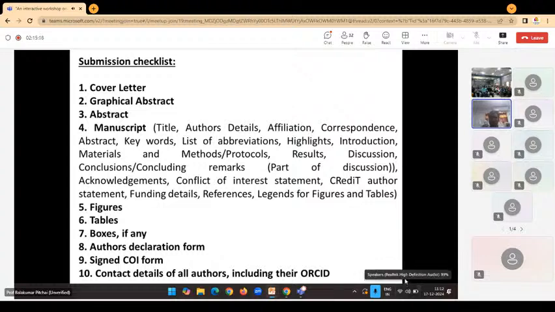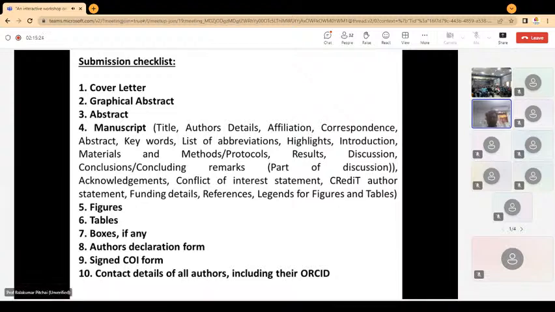If the work was done by someone else, or someone has given some ideas, then you acknowledge that person. Then the conflict of interest statement. Most of the time, PG students or academic work do not have any conflict. And the CRediT author statement: I told you, each and every author's contribution should be stated, and CRediT means Contributor Roles Taxonomy. Then funding details. If no funding is there, you should just mention it. It is very important.